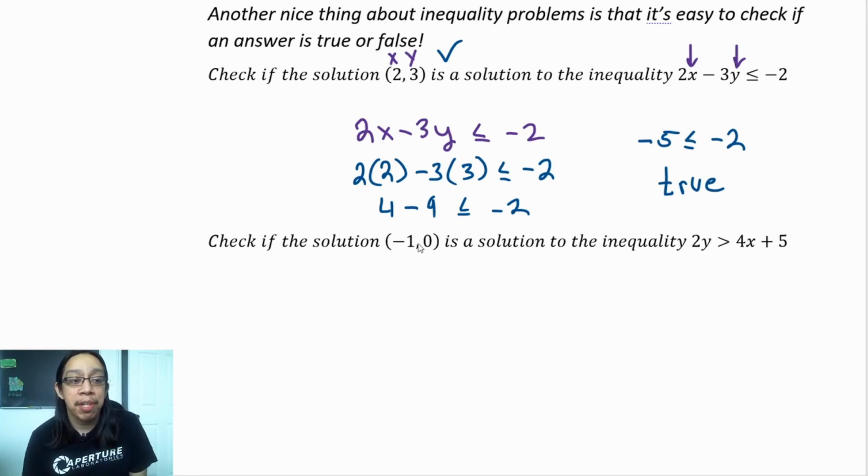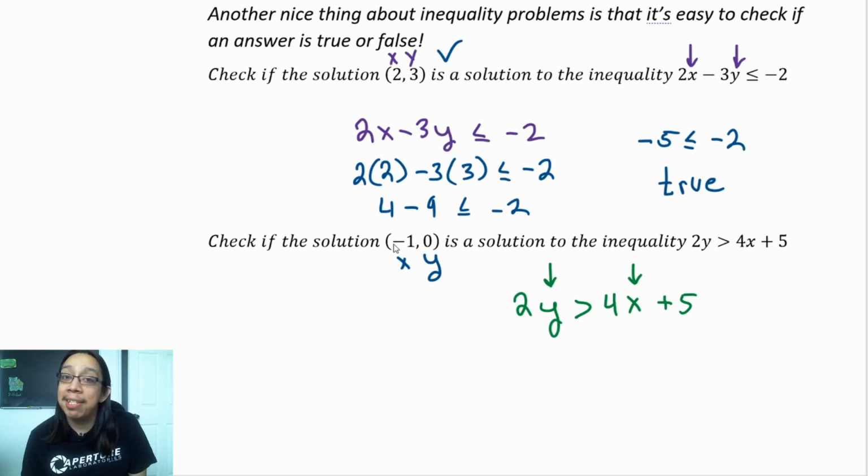Let's go ahead and do it one more time. Here's our x, here's our y. This time we have the inequality of 2y is greater than 4x plus 5. So from here, again, all we're going to do is plug in the numbers into the correct spots. So in this case, what are we going to go ahead and plug in for y? Well, in this case, it's going to be 0. What are we going to plug in for x? Well, in this case, it's going to be negative 1. So 2 times 0, inequality, 4 times negative 1 plus 5. And all we're going to do from here is simplify.